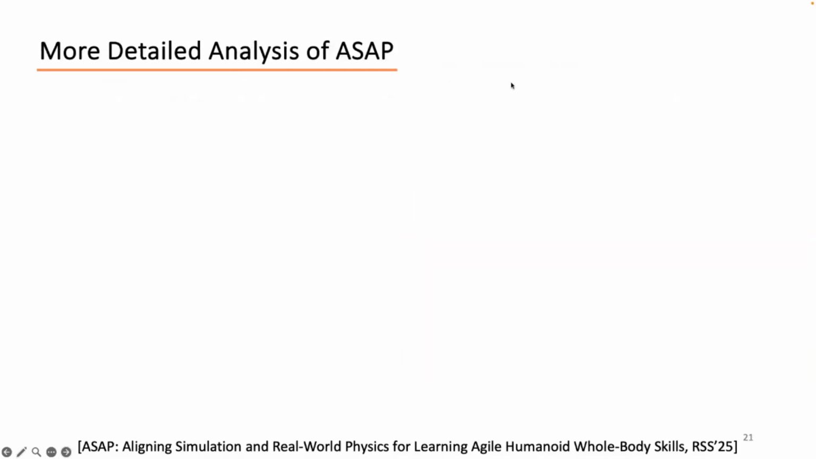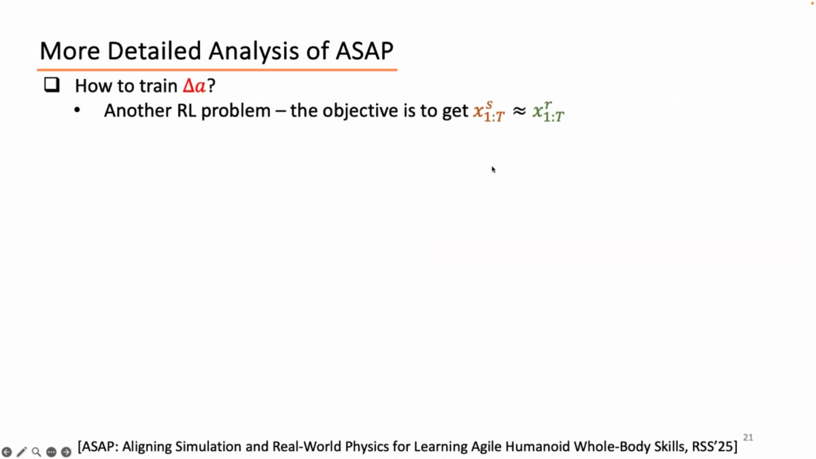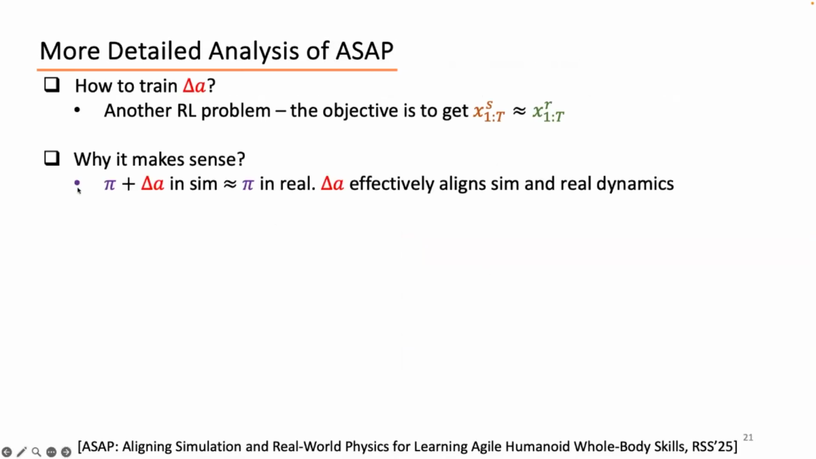Okay, just want to give you more intuitive and more detailed analysis of ASAP. So first, how to train delta A, and this is basically another reinforcement learning problem in simulation. The objective is to get XS, the simulation replay, close to real world trajectory. This is another reinforcement learning tracking problem. So why does it make sense? Because intuitively, pi plus delta A in simulation is similar to pi in real world. So delta A effectively aligns sim and real dynamics.